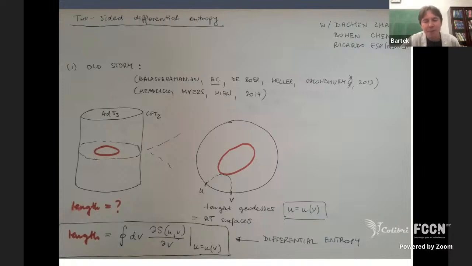In this formula, I am setting 4G Newton equal to 1. We all know that in the Ryu-Takayanagi formula, the entropy is equal to area over 4G. I'm ignoring that 1 over 4G factor in this formula. And this boxed formula at the bottom is called differential entropy. So far, I have reviewed for you what we mean by differential entropy. This was a well-known story 10 years ago, but for the younger people in the audience, or for those who haven't thought about it in 10 years, here's a review.